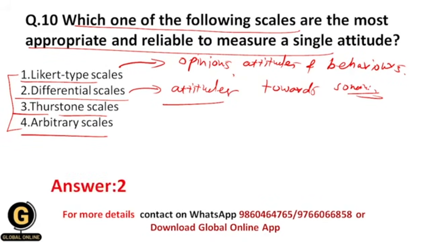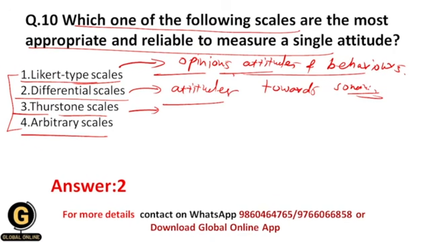That's why your correct answer should be 2, not Likert type scale, because Likert type scale is useful to measure opinions, attitudes, and behaviors. I mean to say all. But if you want to exactly measure a single attitude towards something, then obviously the most appropriate and reliable way is differential scale. Now let us see what is Thurstone scale.